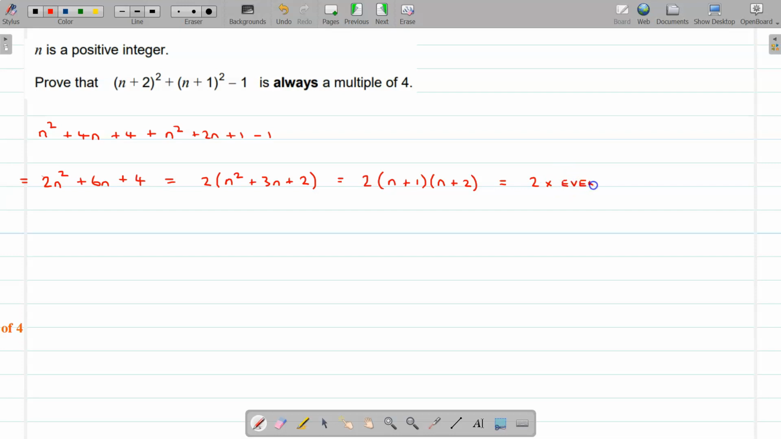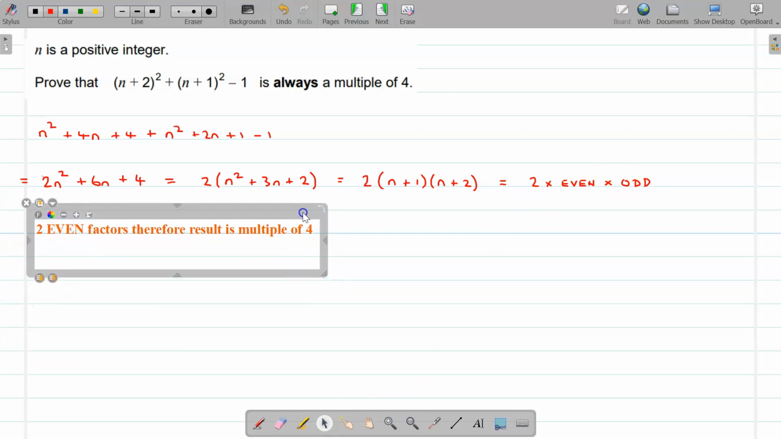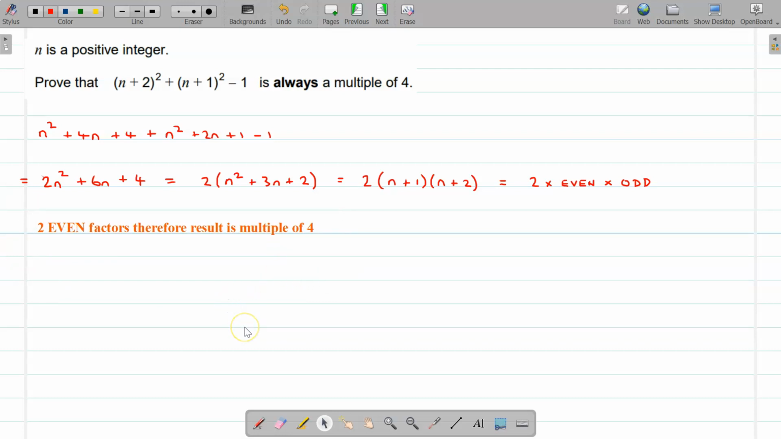Okay, and because of that you can conclude that because it has two even factors, then it must be a multiple of 4. And that's how you finish it off, and I'll just write that statement. I've already typed it out there. So 2 even factors, therefore result is a multiple of 4, and that will get you the marks.